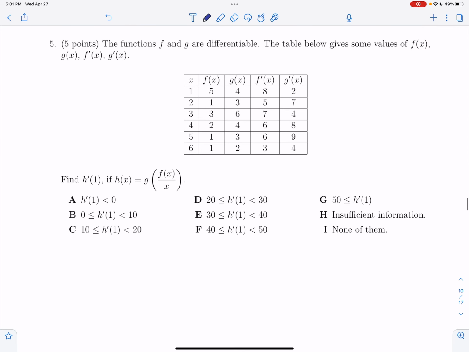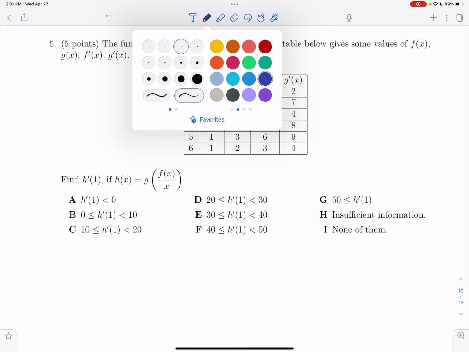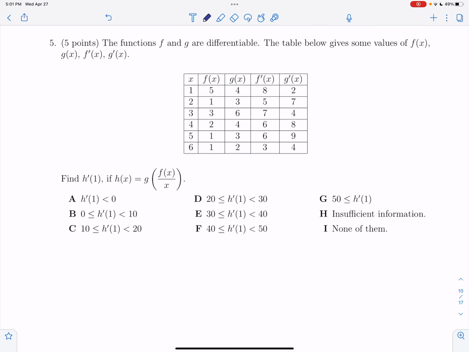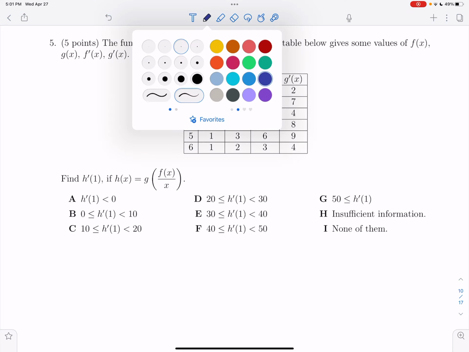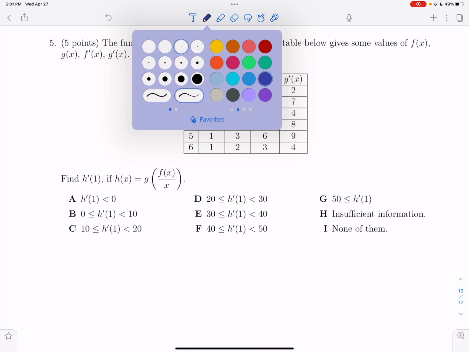Let's look at this next one. So we have functions f and g are differentiable, and the table gives the values of f, g, f prime, g prime. And you're supposed to find h prime of 1. Well, let's take a look. We have that h is the composition of g and f of x over x.